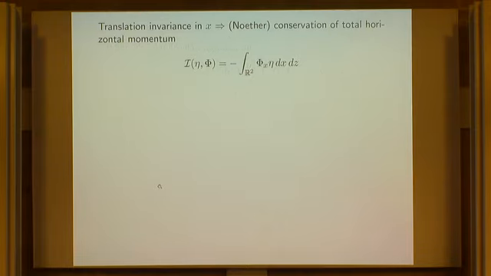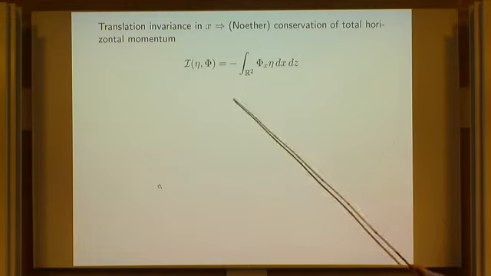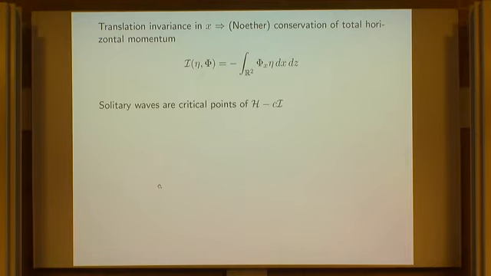Important. Right, and then the energy is a conserved quantity, if you look at the time-dependent problem, and there is also another one corresponding to conservation of total horizontal momentum, or impulse, depending upon who you ask. And then solitary waves are critical points of this difference, H minus cI. You could look at this in various ways. You could fix I and then look for constrained critical points, but here we will fix the wave speed and look for critical points of this functional.